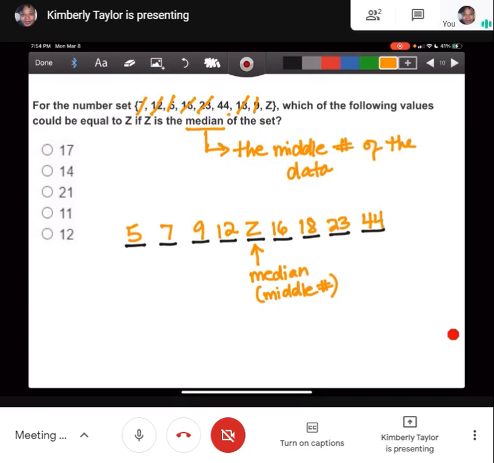So let's look at our answer choices. 17, too high. 14 is good. 21, too high. 11, too low. 12, no. So it has to be 14.